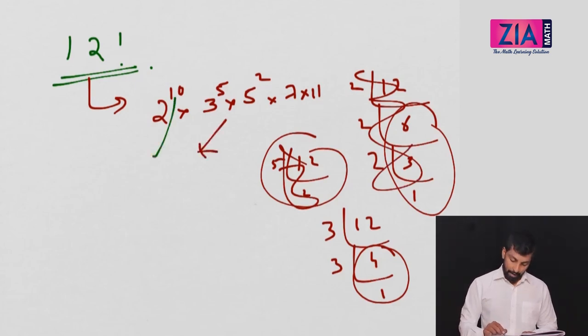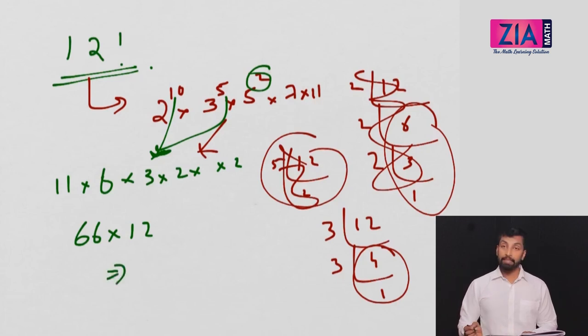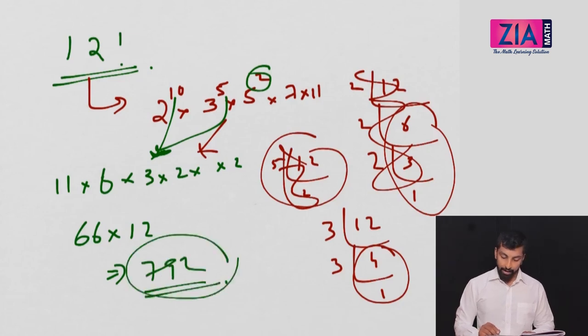So what is your answer? 10 plus 1, that is 11. This 5 plus 1, that is 6. 2 plus 1, that is 3. And 1 plus 1, that is 2 and 2. So 66 into 12. What is your answer? 66 into 12, how to multiply this faster? 66 into 10, 660. 66 into 2, 132. So 792. 792 factors are there. I hope this is clear for all of you.